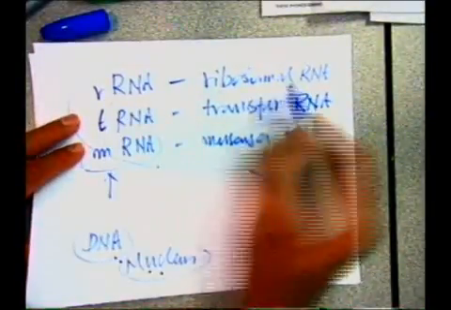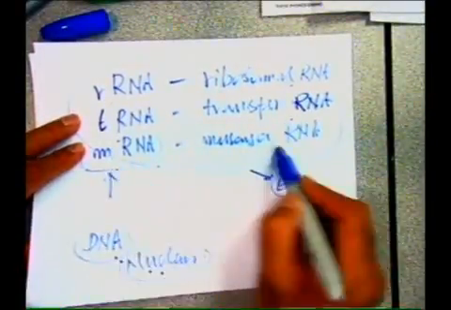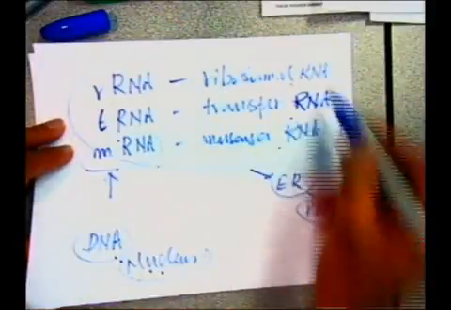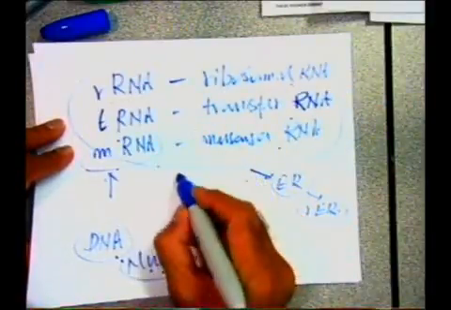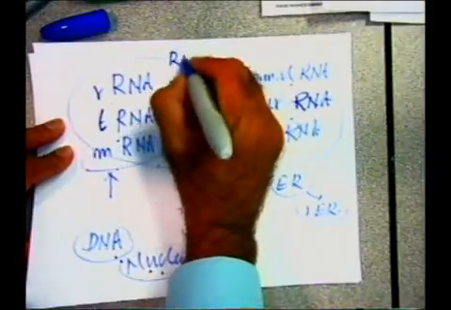I am writing the rRNA, ribosomal RNA, tRNA, transfer RNA, mRNA, messenger RNA. All these RNAs constitute a ribosome. They call it a ribosome.